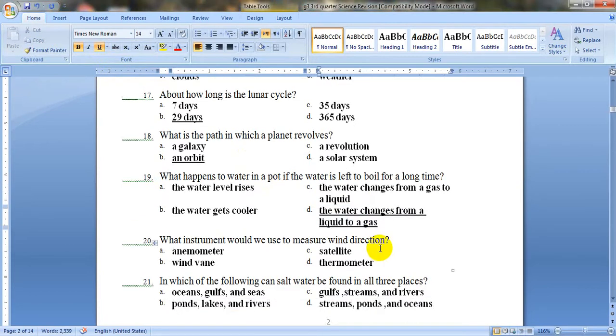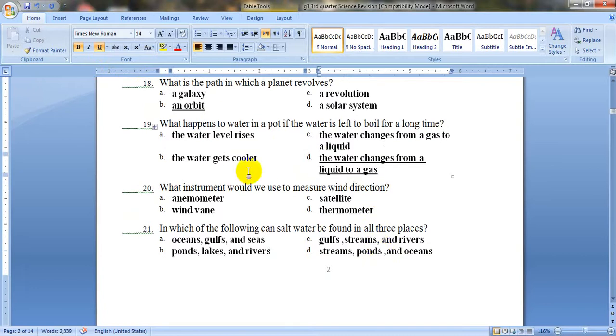The next question, question number 20. What instrument would we use to measure wind direction? Is it an anemometer, wind vane, satellite, or thermometer? Of course, it's a wind vane. A wind vane is a tool which we use to measure the wind direction.